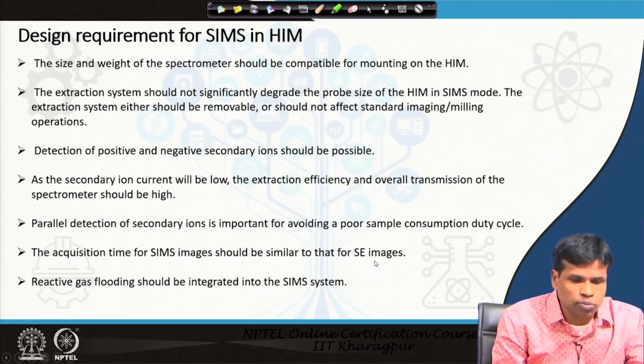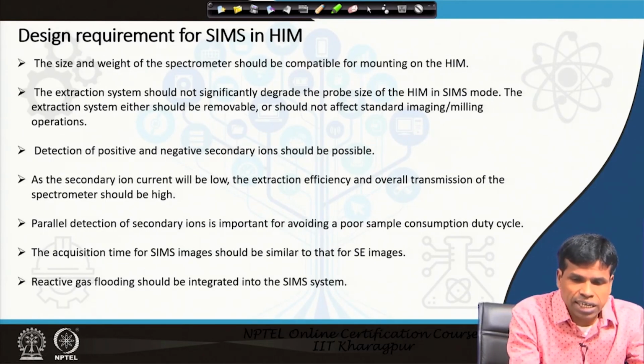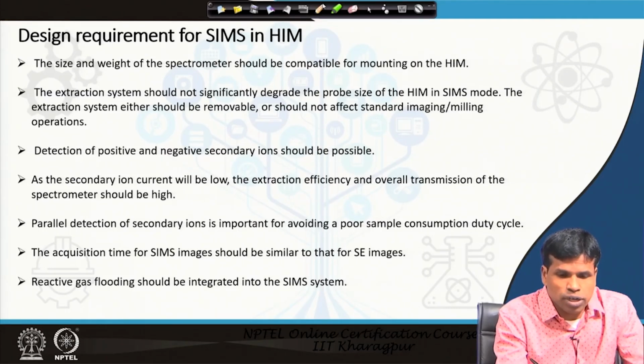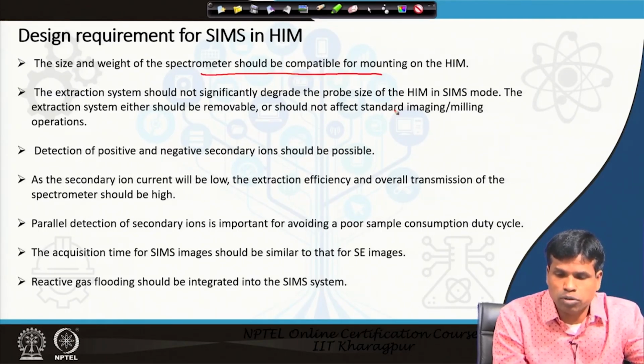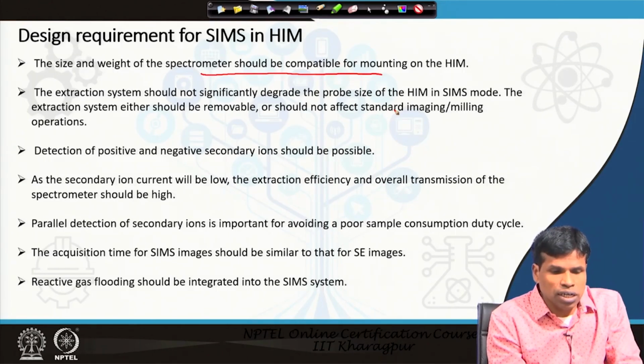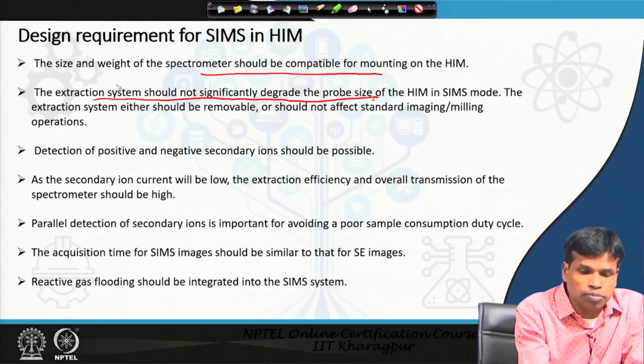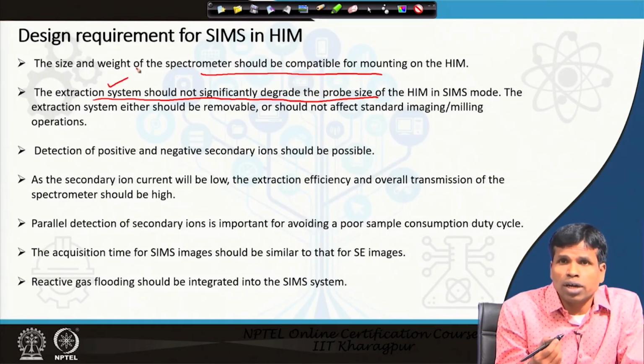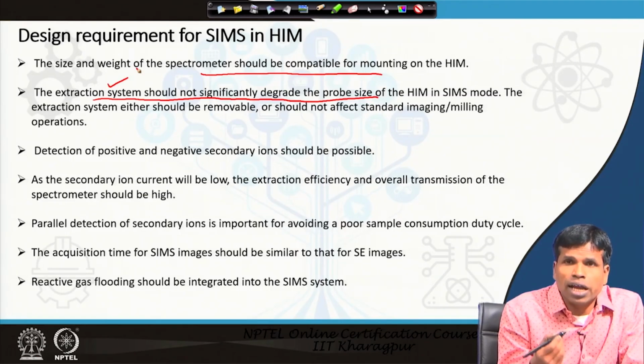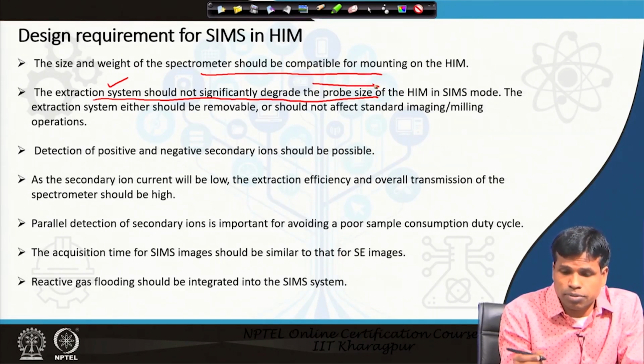So, the design requirements for the SIMS: the size and weight of the spectrometer should be compatible with mounting in the helium ion microscope. The extraction system should not significantly degrade the probe size, because extraction means we have to apply a potential to extract the secondary ions, and that potential can influence the primary beam spot size, which is very fine. So it should not significantly degrade it, otherwise it will deteriorate the imaging performance.